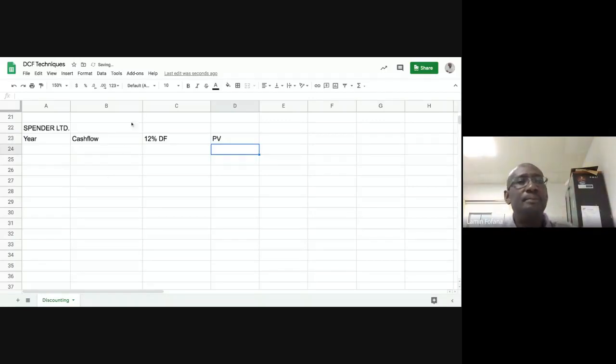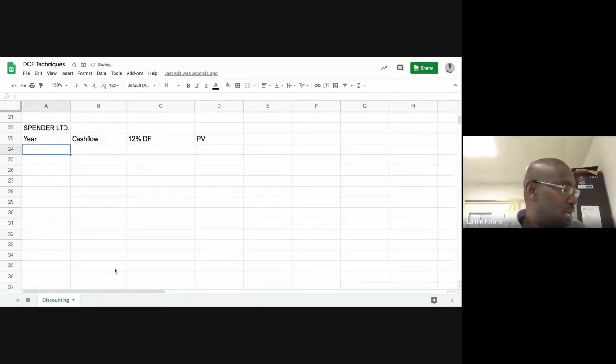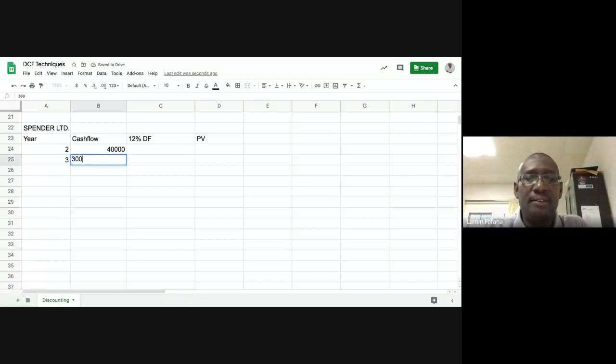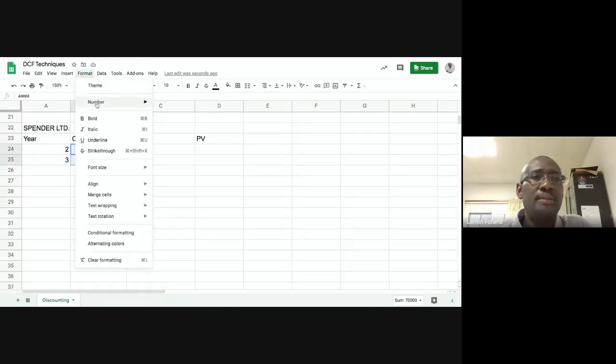Excellent. Okay, so we have year 2 and year 3. Is that correct? So the cash flow for year 2 is 40,000, and the cash flow for year 3 is 30,000. Okay, let's take them to 2 decimal places.